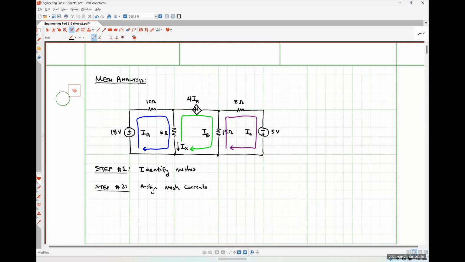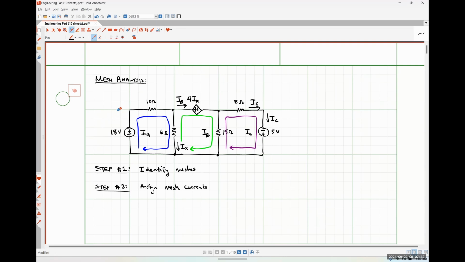This is just a shorthand notation for the path we're going to follow, and the mesh currents flow around those paths. If we look at the current flowing through the 8-ohm resistor on the top right, it is effectively the exact same thing as mesh current IC, as is the current flowing down through the 5-volt source. Our mesh current IB is the same as the current flowing through that dependent source from left to right. Our mesh current IA is the same as the current flowing up through the 18-volt source or from left to right through the 10-ohm resistor. So the mesh currents are really just representing the currents flowing along the perimeter of the circuit.